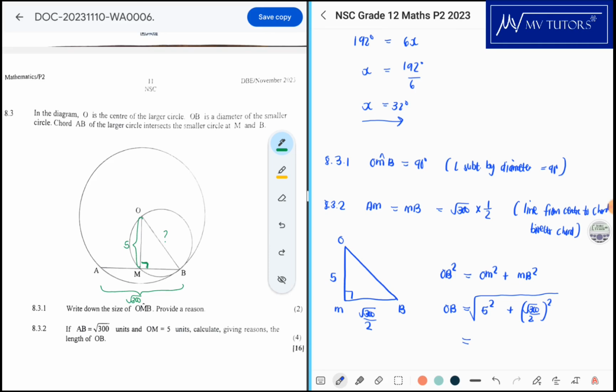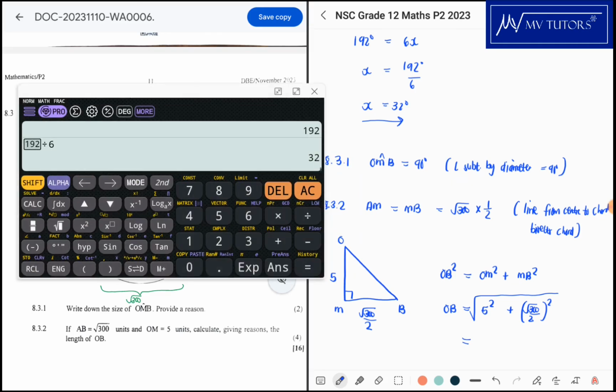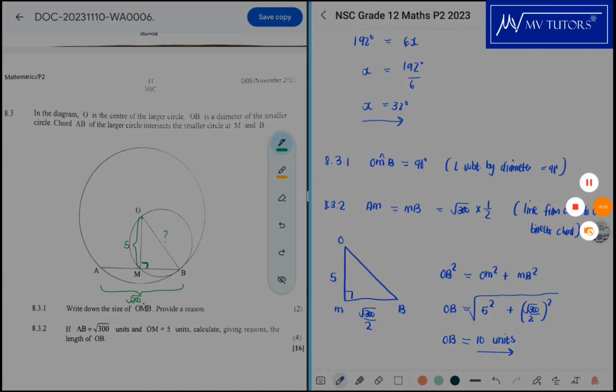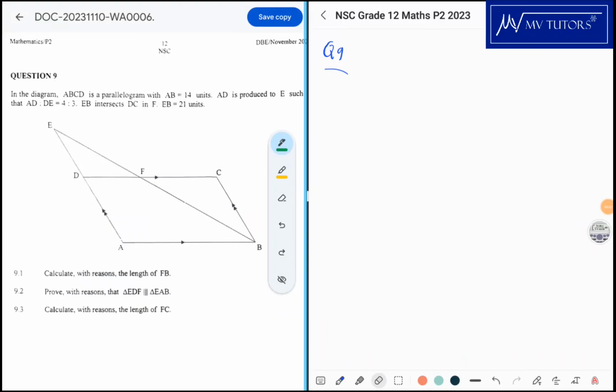So we can then use our calculator and check what that value is. So we have 5 squared plus root 300 all over 2. So OB is 10 units. Okay, that was nice and easy. All right, and that's the end of question 8. Second last question, question 9.